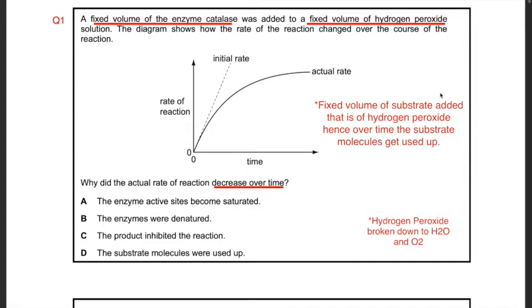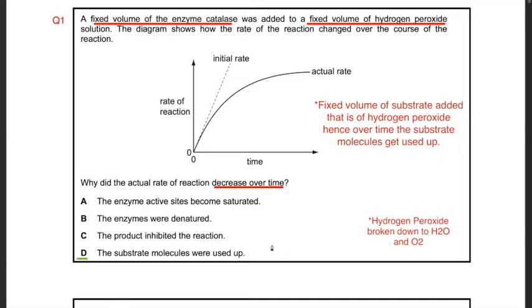The keywords over here are a fixed volume of the enzyme, and a fixed volume of hydrogen peroxide, which is the substrate. If there is a fixed volume of substrate added, that is of hydrogen peroxide, then over time the substrate molecules will get used up, or the substrate concentration decreases over time. Therefore, if we go to the answers A, B, C and D, the best possible answer is D. The substrate molecules were used up.